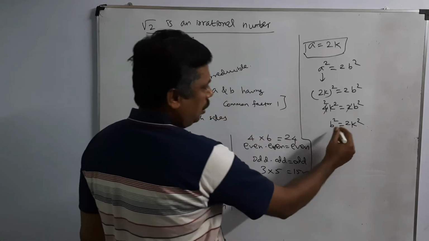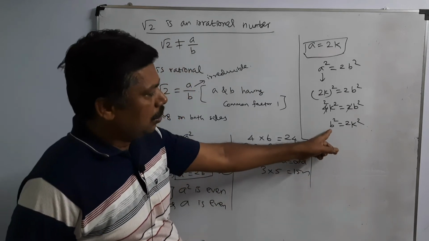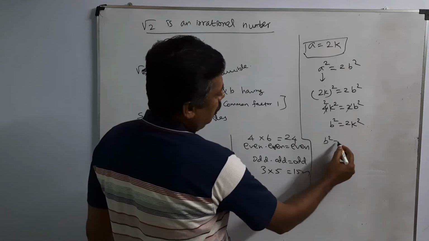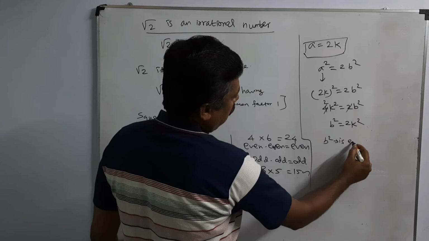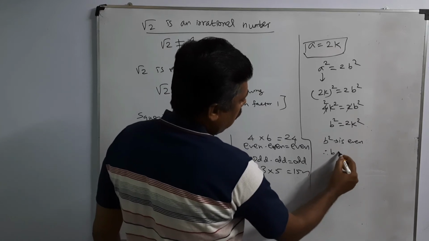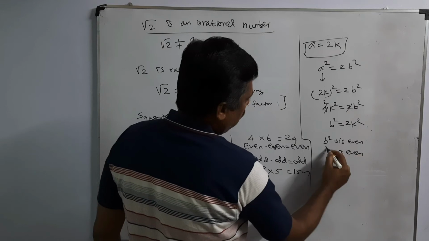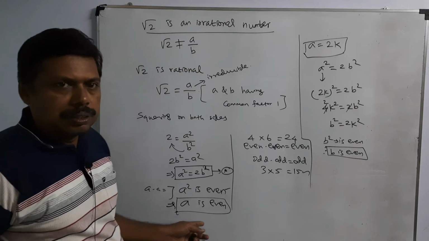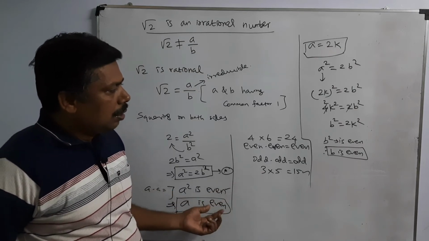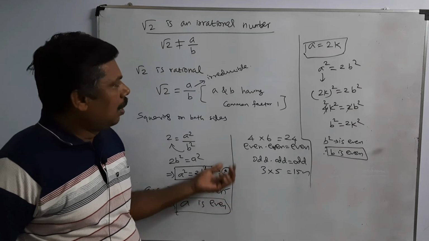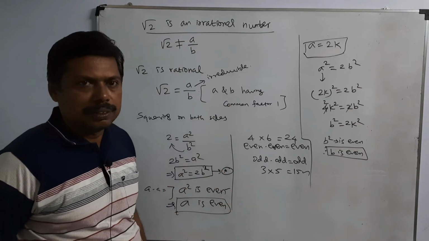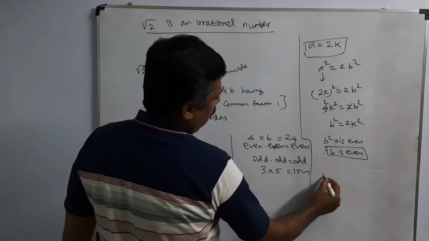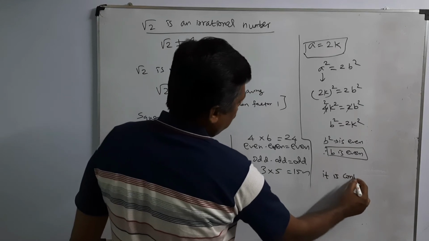This step tells us that b square is also even, the same as the case for a square. So b square is even, therefore b is even. So b is even and a is even. What do we get now? a and b have the common factor 2. It is a contradiction.